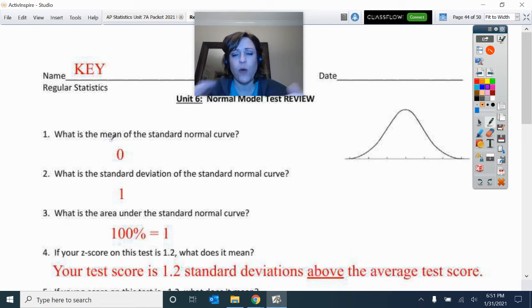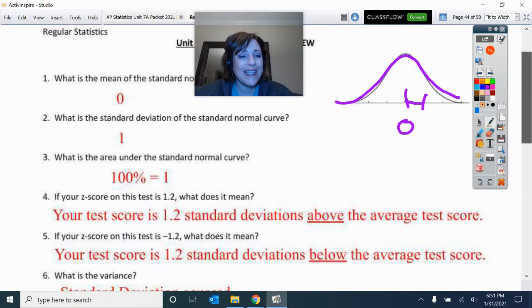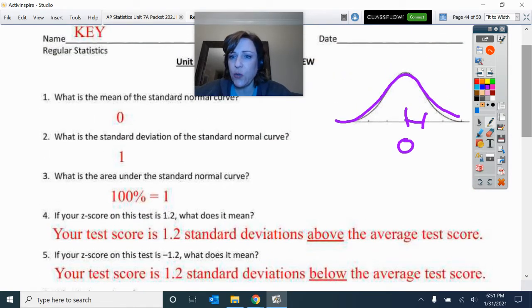And we know that when we standardize it, it is centered at 0 with a standard deviation of 1, and that there's 100% of the data under the curve. Now, what would a z-score of 1.2 mean?